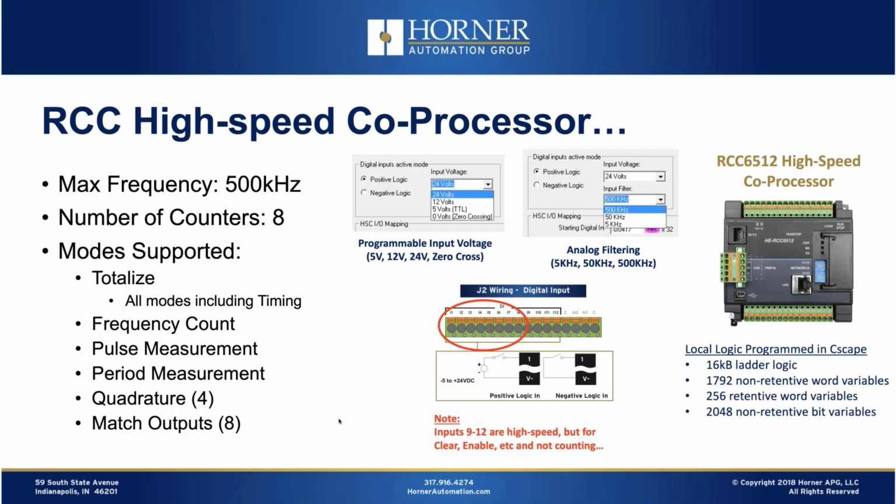So more flexibility on the inputs from a voltage standpoint. And then instead of digital filtering, this product supports analog filtering. So you have the ability to set up an analog filter at either 500 kilohertz, 50 kilohertz, or 5 kilohertz to effectively knock out completely those spurious noise signals that you don't want.